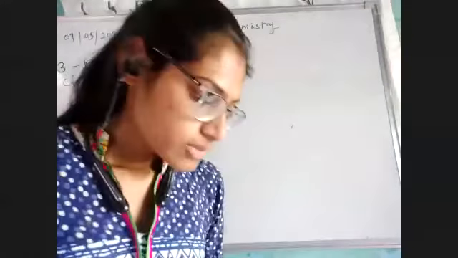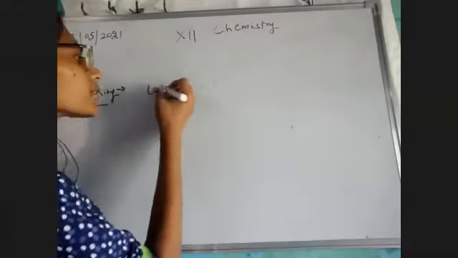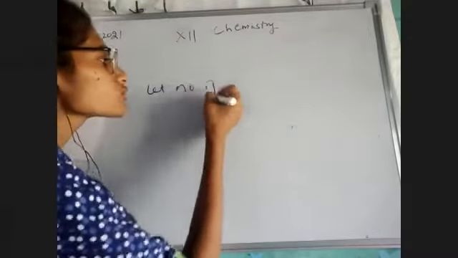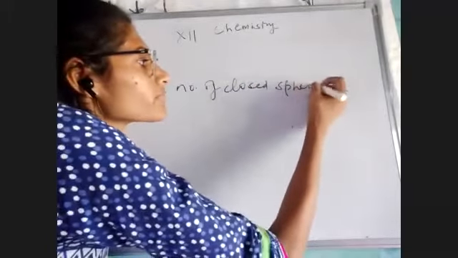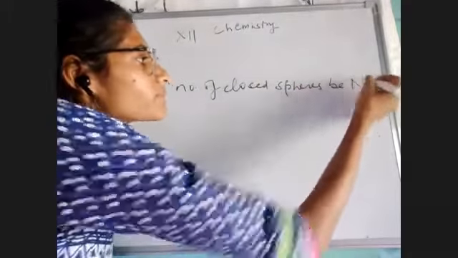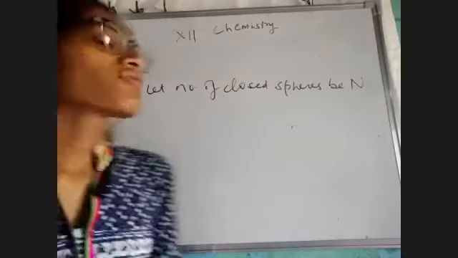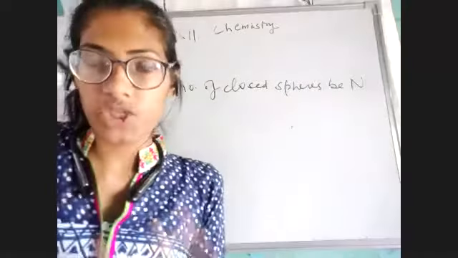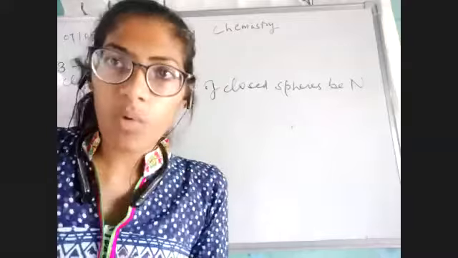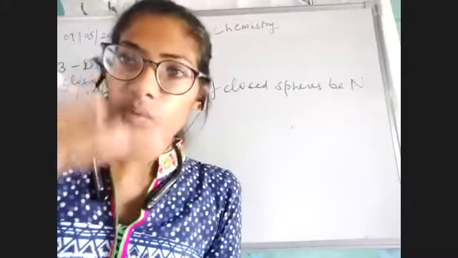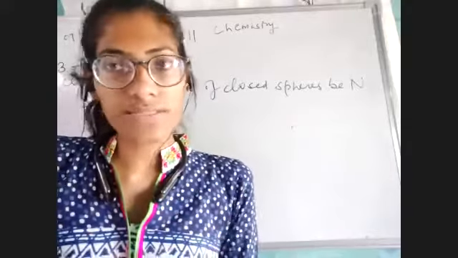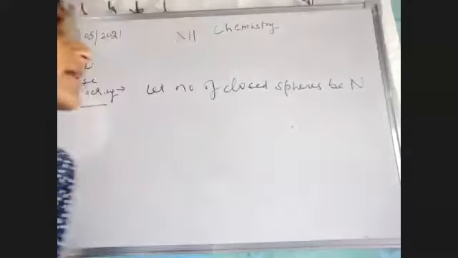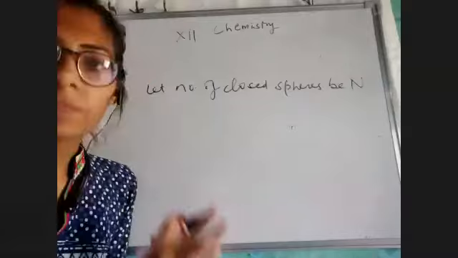Okay, so let the number of close-packed spheres be n, which are stacked one over another, making the types of voids, that is, tetrahedral as well as octahedral voids. So the number of close-packed spheres is n.